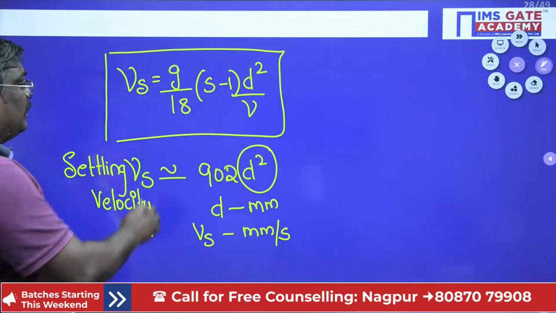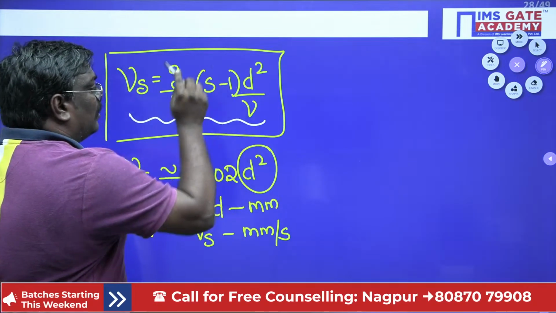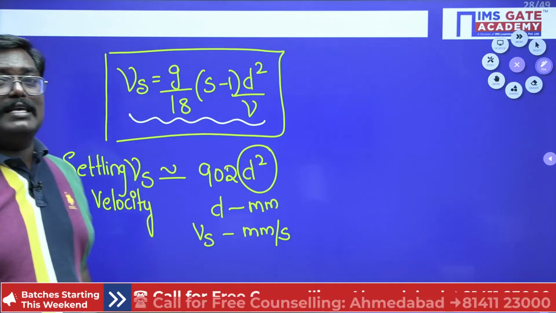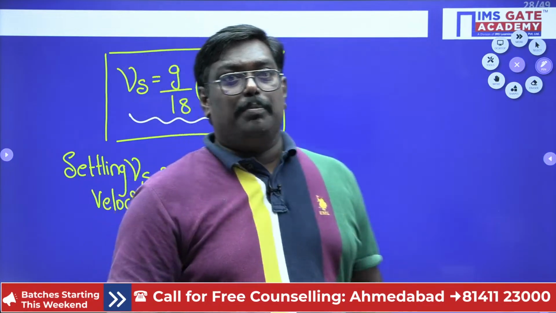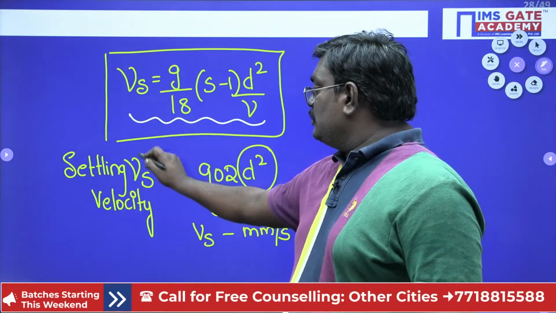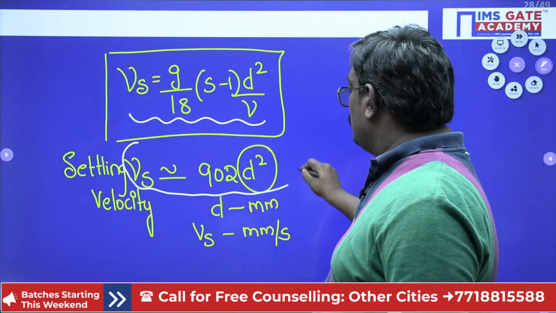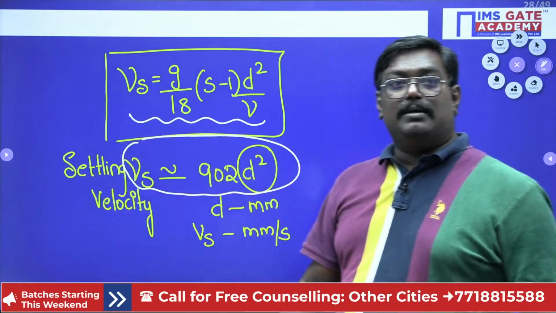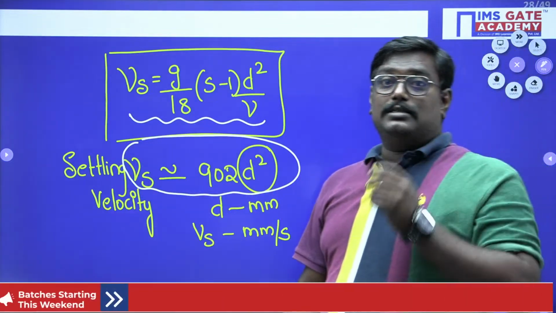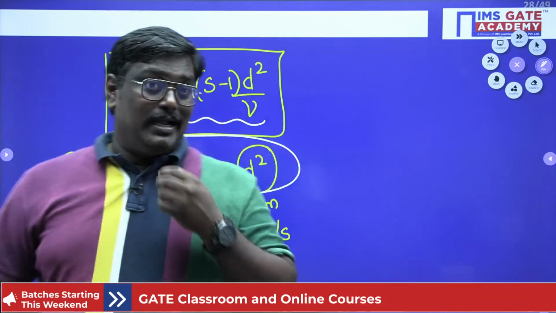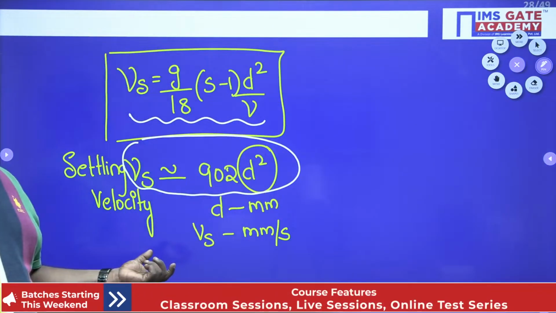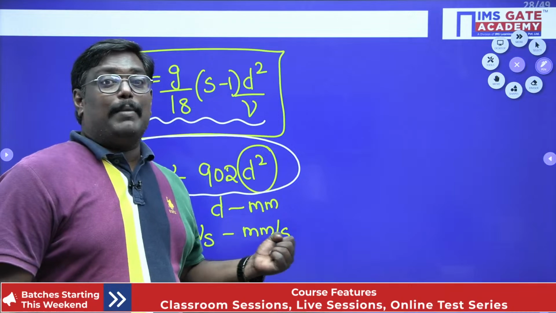I hope you are clear with the settling velocity formula, that is g by 18 into (s minus 1) into d square upon mu, where you will get settling velocity Vs equal to what, sir? 902 d square, where d is the particle size, and the particle size should be substituted in what, sir? It should be substituted in mm, and you will receive the settling velocity in mm per second.